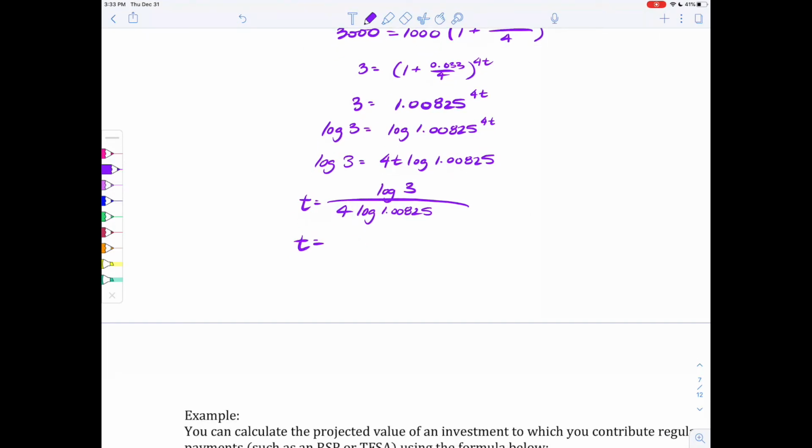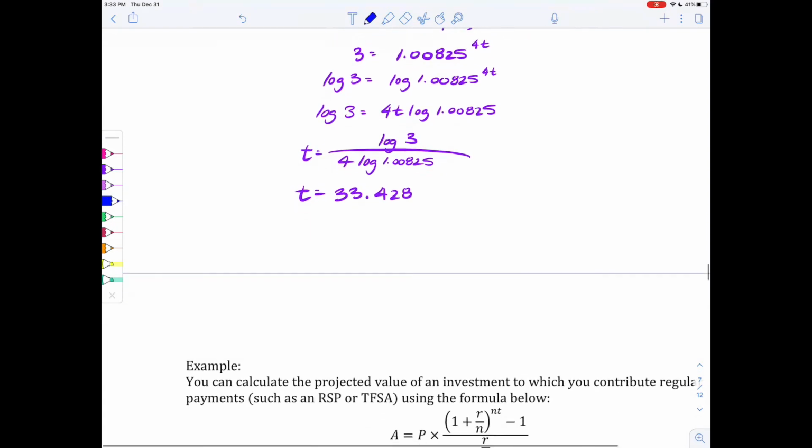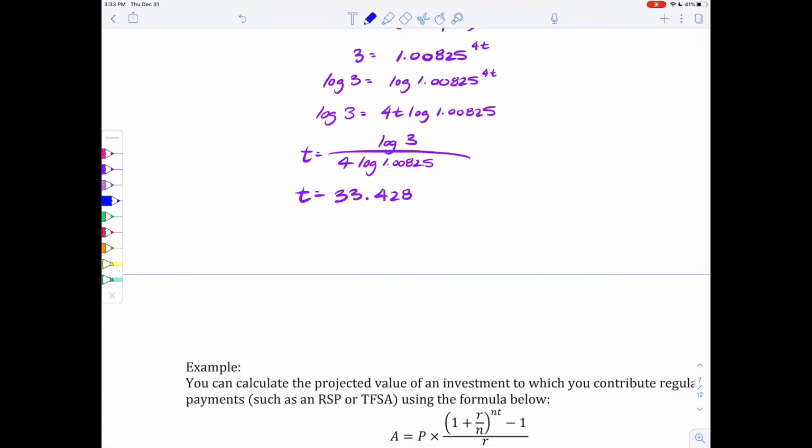So get a value out of it. Do be careful with brackets. Just make sure you're dividing by that entire denominator. If you need to put some brackets around here, do so. But make sure you get an answer of 33.428. And with this being a contextual problem, make sure you have a contextual answer.